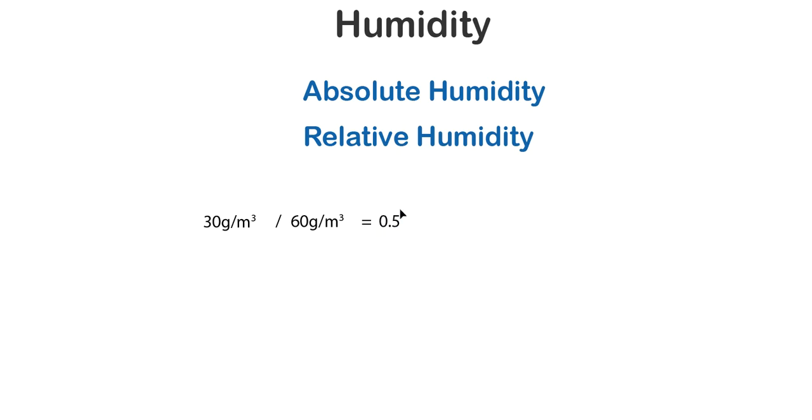0.5, which doesn't really mean anything. You may say, what happened to the units? Well, grams canceled out, meters cubed canceled out, so there are no units. This is a ratio. So we got a ratio of 0.5. Well, if we do a little bit more math, if we take that 0.5 and multiply it by 100, we get 50%. So we got a relative humidity of 50%.